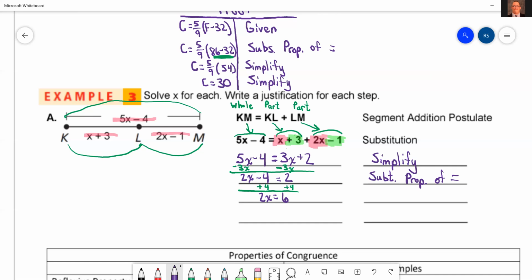Here comes that 3-year-old. Why? Well, what did we do? We added 4. So we're going to say the addition property of equality.